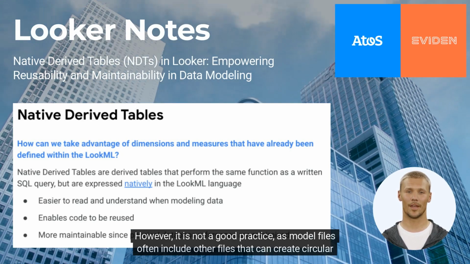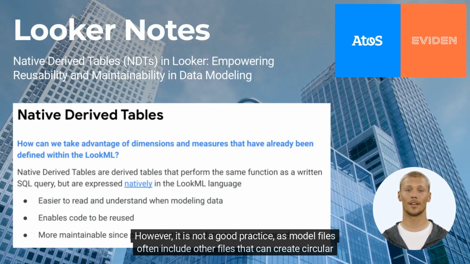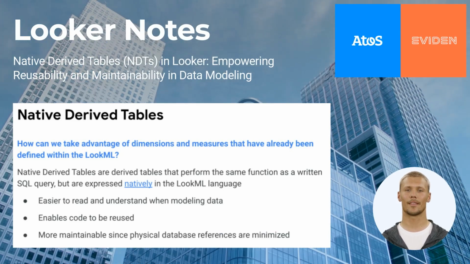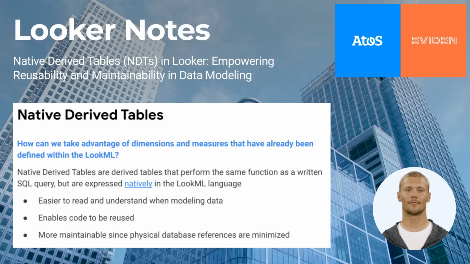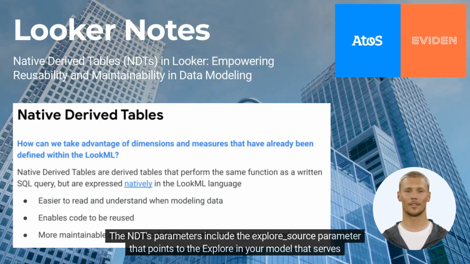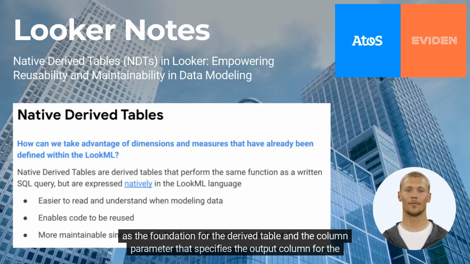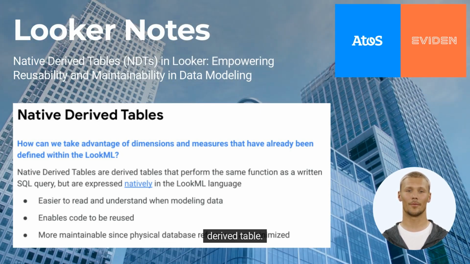However, it is not a good practice as model files often include other files that can create circular dependencies and confuse Looker. Instead, we recommend isolating the source Explore to a standalone LookML file and including it in the model file. The NDT parameters include the explore source parameter that points to the Explore in your model that serves as the foundation for the derived table, and the column parameter that specifies the output column for the derived table.